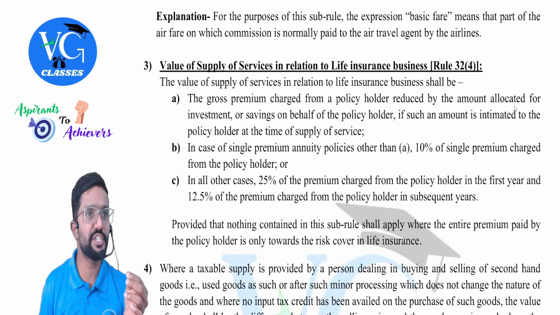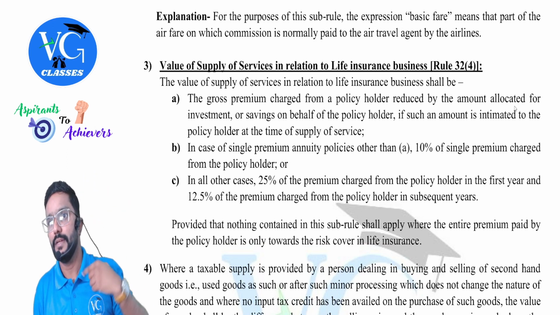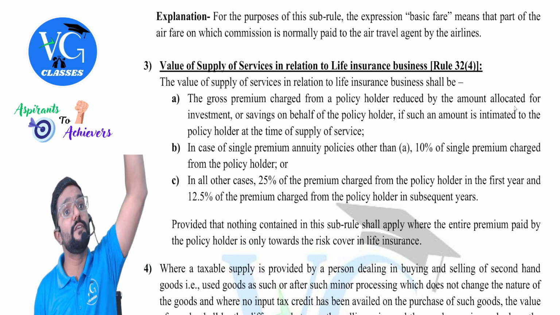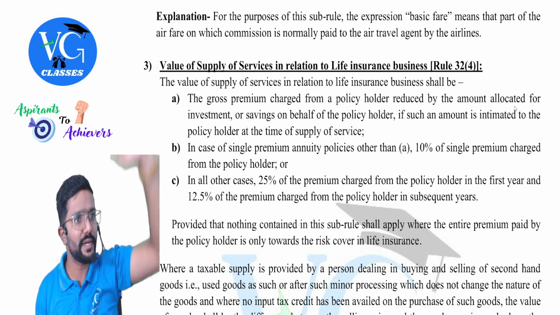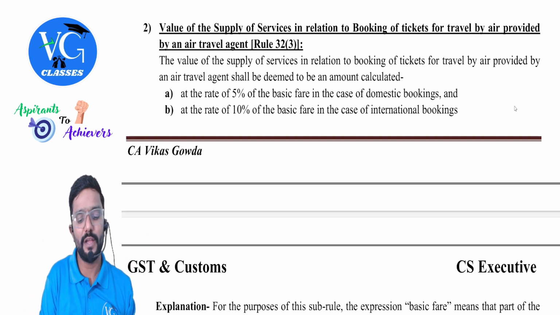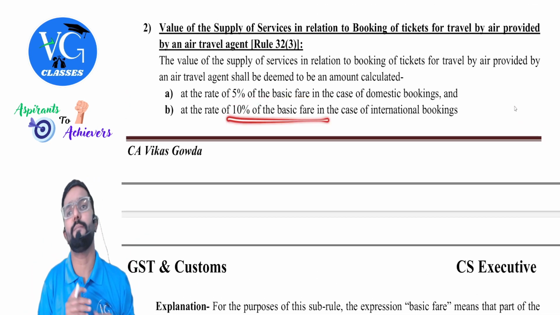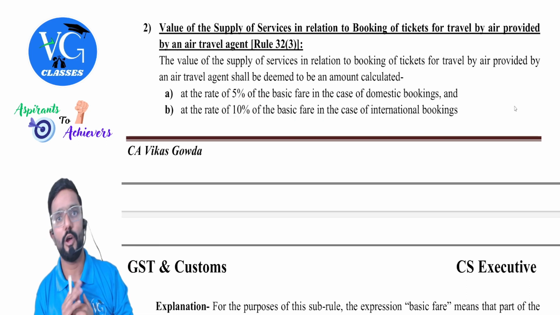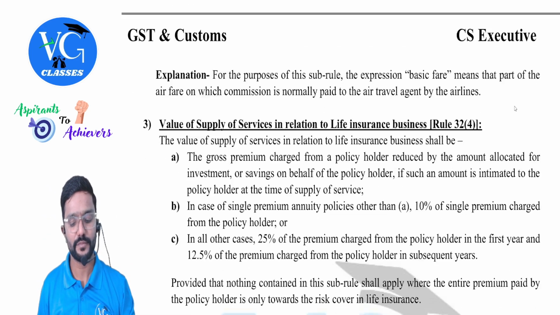Guys, actually whatever commission you earn is the actual value of supply, if you calculate it as per section 15.1. If you want, you can follow that. If not, the rules. The rule is not telling the amount of commission. They are telling 5% of basic fare or 10% of the basic fare. Is that clear? The option is the supplier's.